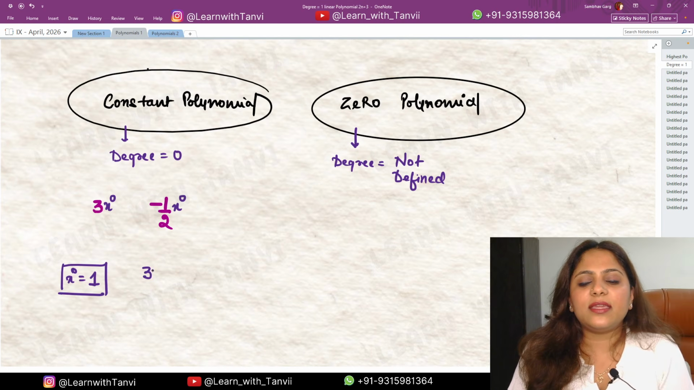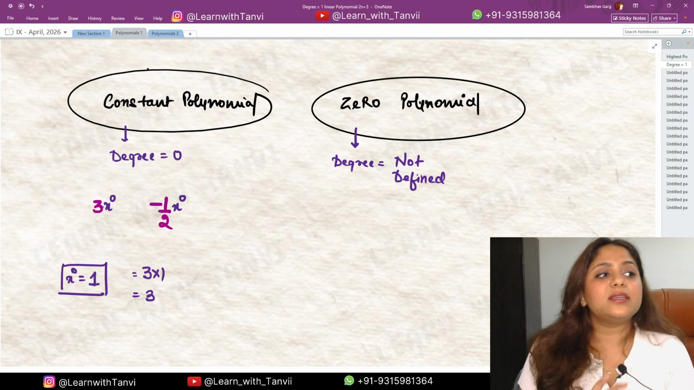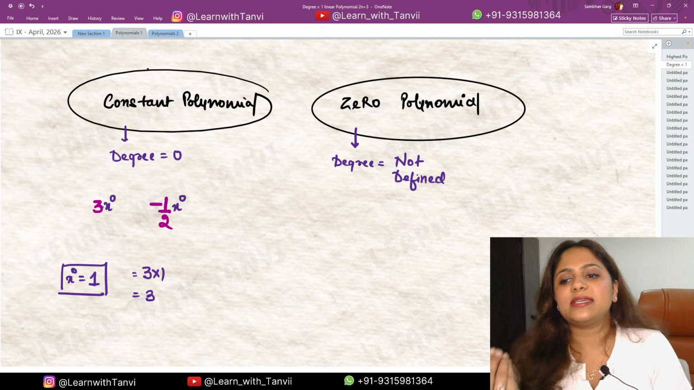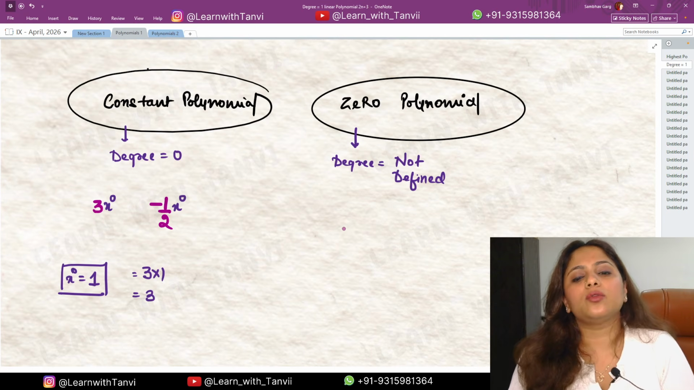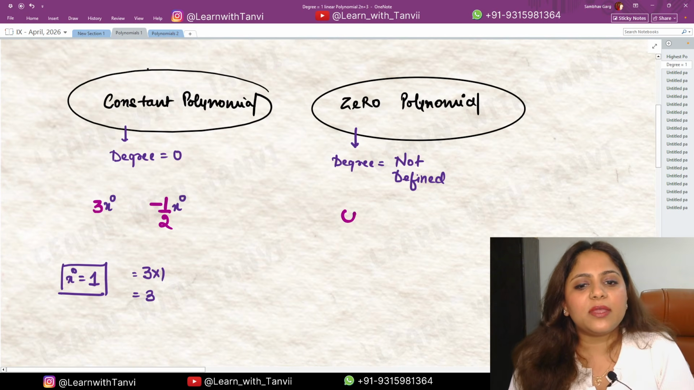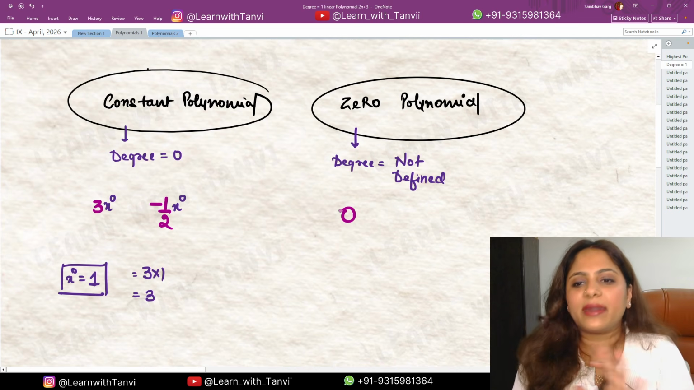तो टेक्निकली 3 into 1, 3 ही रहेगा. इसीलिए here the degree is 0. Constant polynomials degree is 0. But zero polynomial क्या होता है? For example, zero polynomial is just 0. 0 ही होता है, कोई नंबर नहीं हो सकता.